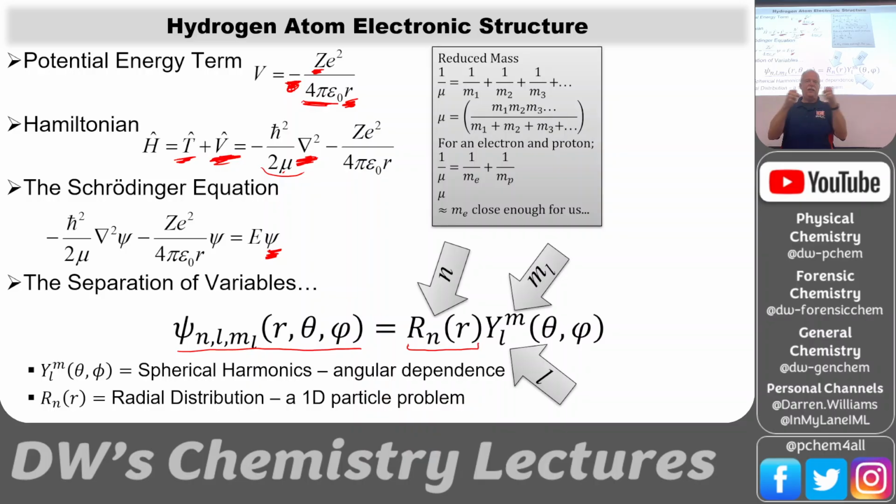Like the stretching dimension, you have one quantum number for that. The rotation around X, you have a quantum number for that. And R, theta, phi, you've got 3 dimensions, so you're going to have 3 quantum numbers. And so these are our 3 quantum numbers.